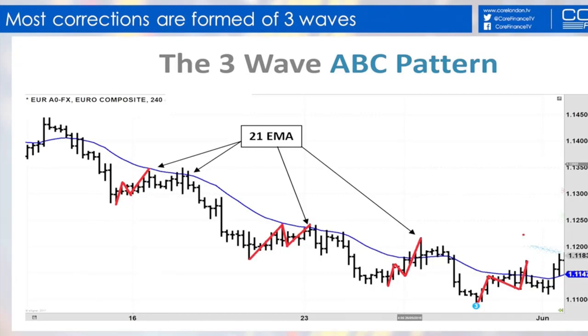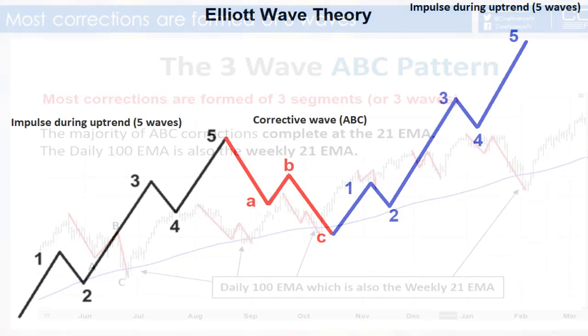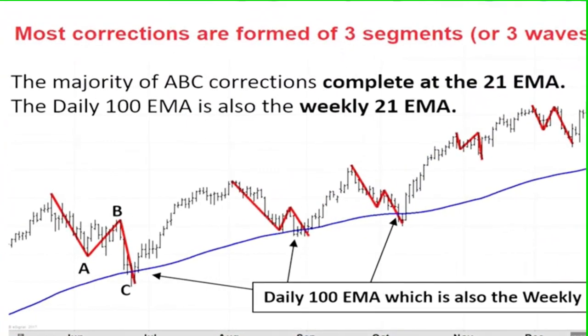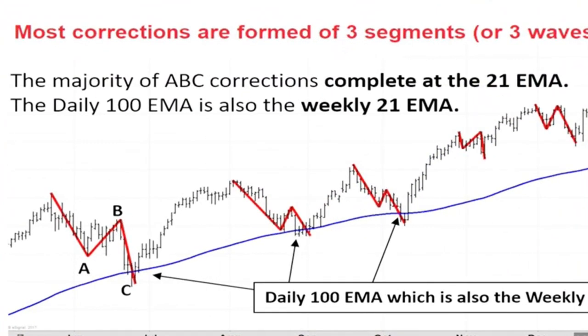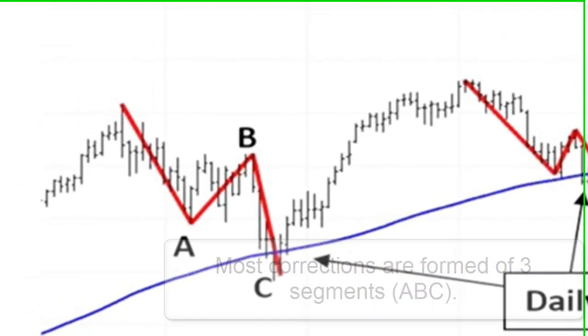Guys, if you just go to the next chart before we come back to this one. Yeah, so I'm going to start with this one. According to something called Elliott wave theory, and for folks who are not familiar with it, most corrections are formed of three segments. What that simply means is if you see a move up in a market, usually you see a correction, and this correction is usually formed of three waves or three segments.